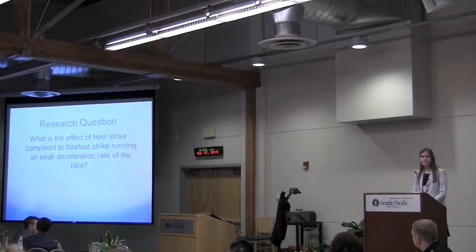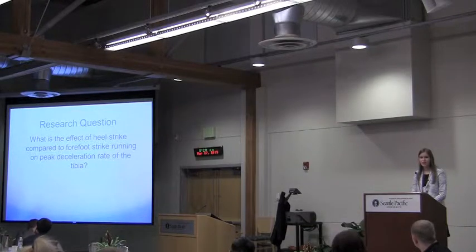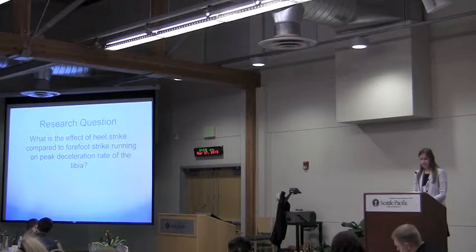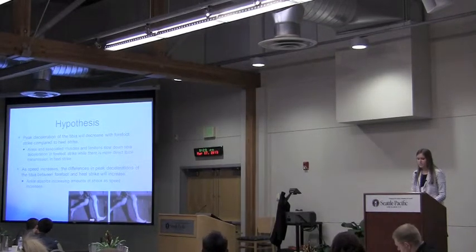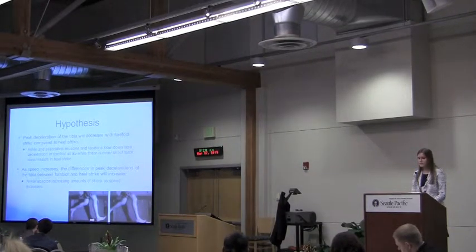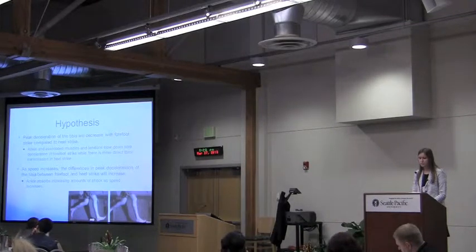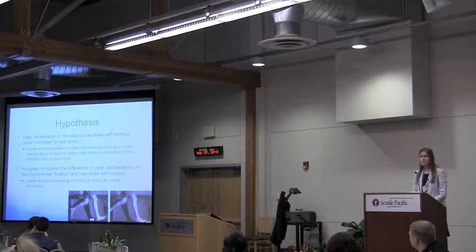While many previous investigations have looked at forces using pressure-sensitive pads that measure forces at the foot, my investigation is unique in that it pinpoints the deceleration and related force specifically at the tibia. This led me to the hypothesis that peak deceleration of the tibia will decrease with forefoot strike compared to heel strike running because the ankle and associated muscles and tendons slow down tibia deceleration in forefoot strike while there is more direct force transmission in heel strike.